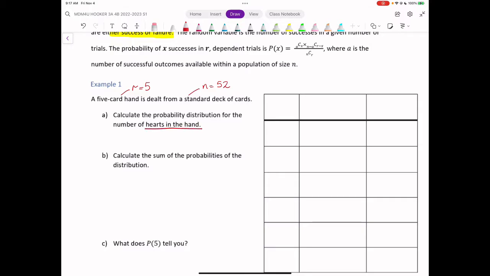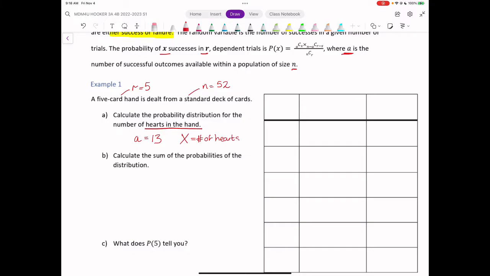Let's think about it. When we're talking up here about the probability of x successes in r, the probability of the number of hearts in r, which is a 5-card hand, where a is the number of successful outcomes available within a population of size n. So the number of successful outcomes available to us in this case is the number of hearts available, which is 13. And we can determine our random variable to be the number of hearts.